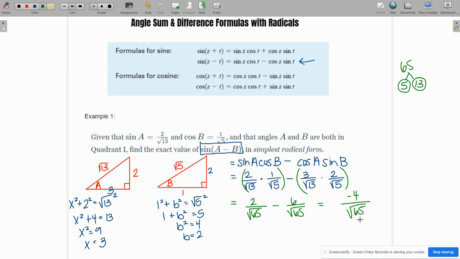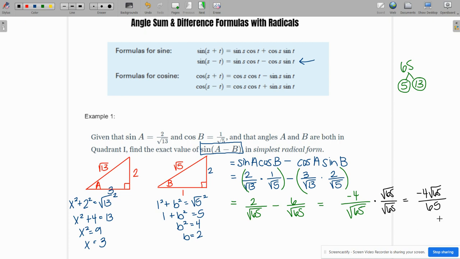The second thing is the radical in the denominator. We need to rationalize it. So remember, we need to multiply by 1, so we have to pick the same thing on top and on bottom. Since this is just a monomial, we can just multiply by that square root of 65 on top and on bottom. So negative 4 times the square root of 65 over the square root of 65 times itself, which is 65.